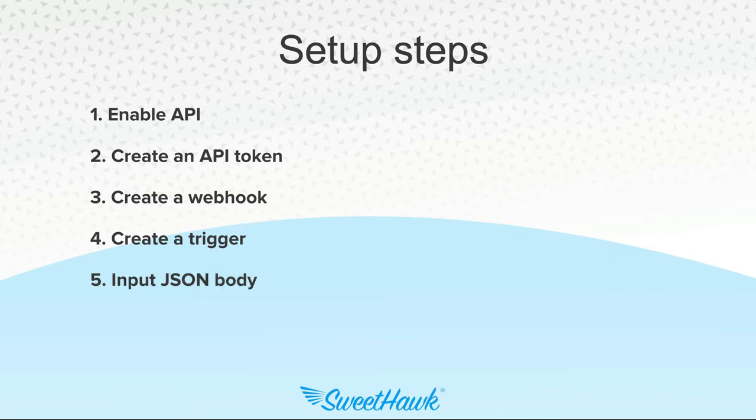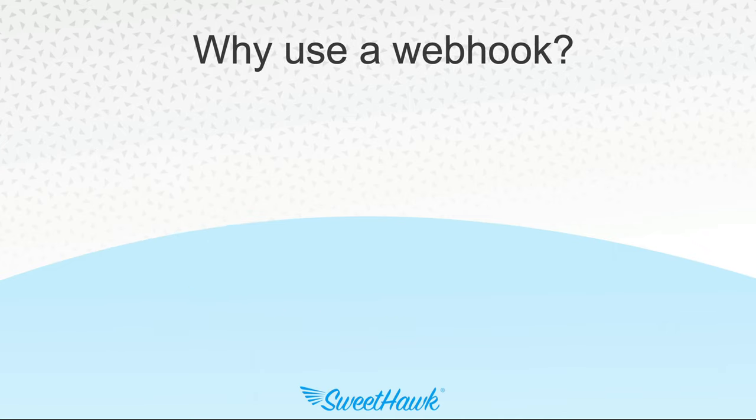And finally, within that trigger, we'll have to input some JSON, which we'll talk about and show you how to do. A really important thing with any trigger where a ticket is updating itself is to check that there is a nullifying condition, which we'll get into as well. But firstly, you might be wondering, why use a webhook at all?